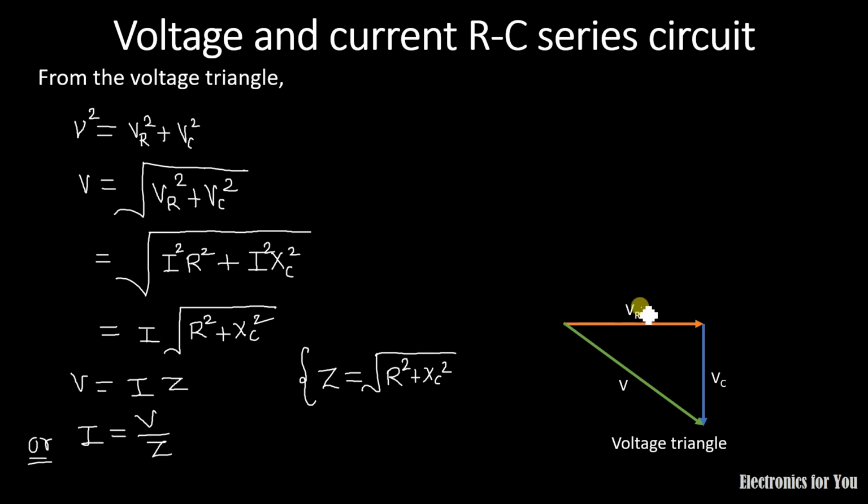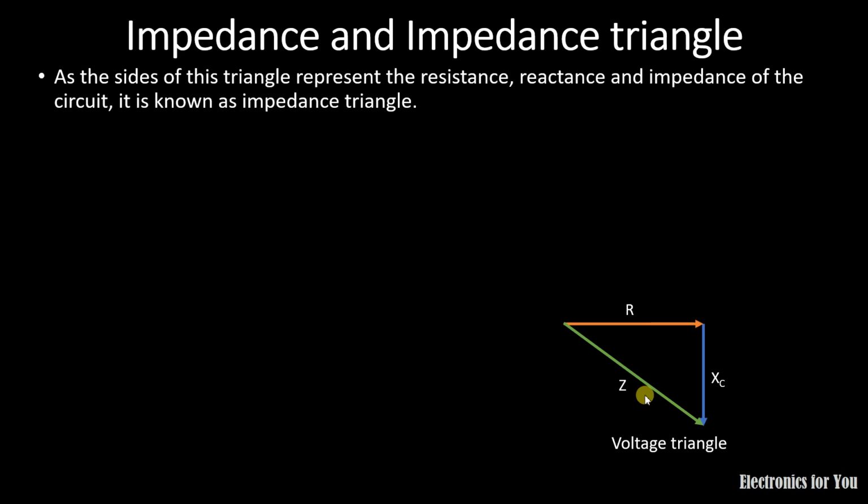Now we will just write the values here. VR is IR, VC is IXC, and V is equal to I multiplied by Z. Now if we divide this voltage triangle by current, then the current will get cancelled, and what will remain? It is resistance, capacitive reactance, and impedance. That is basically called the impedance triangle because its sides are resistance, reactance and impedance respectively.